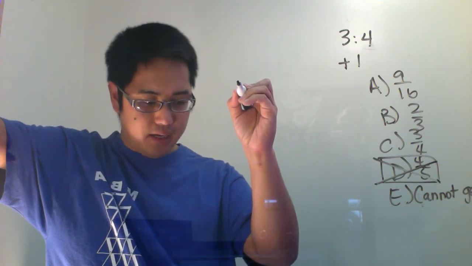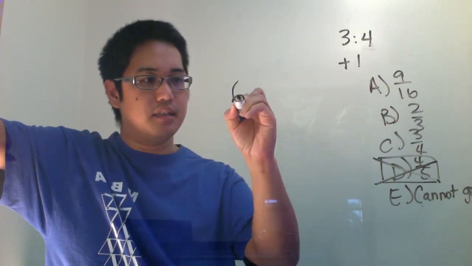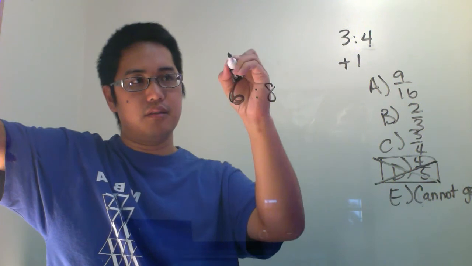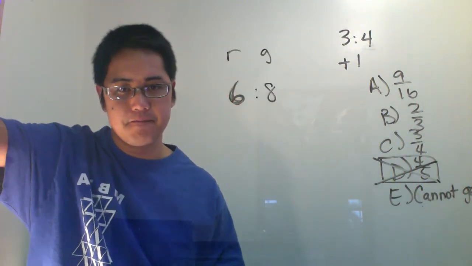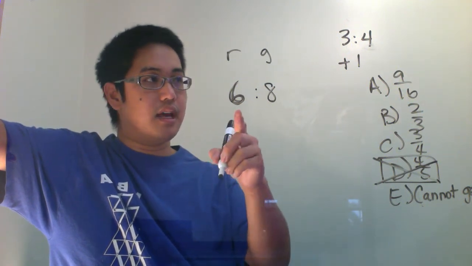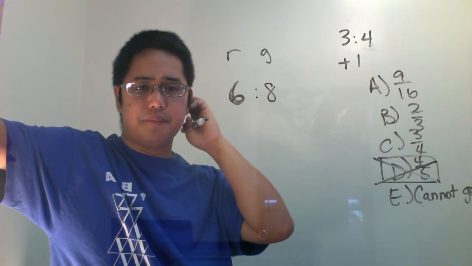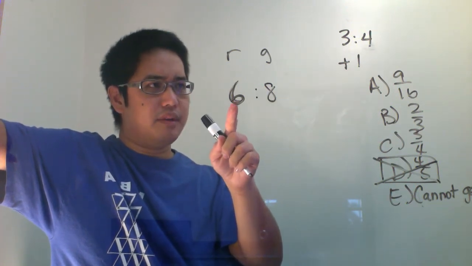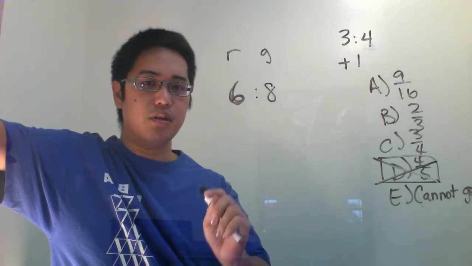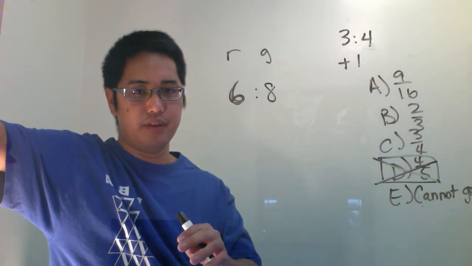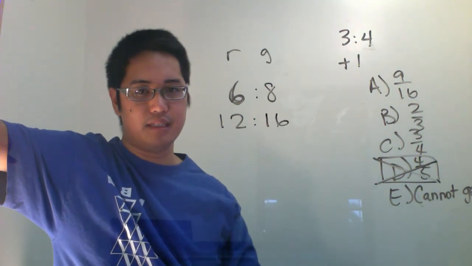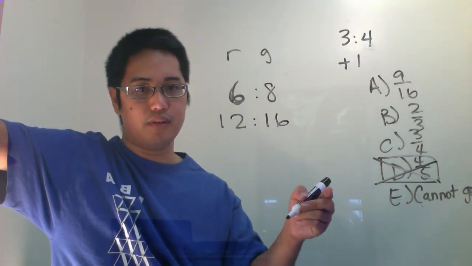Inside of this room I have 6 red pens to every 8 green pens, red to green. That ratio is actually the same as 3 to 4. That ratio means that for every 3 red pens I have 4 green pens. But it's still preserved if I double everything. So instead I have 12 red pens to every 16 green pens. That ratio is still preserved.